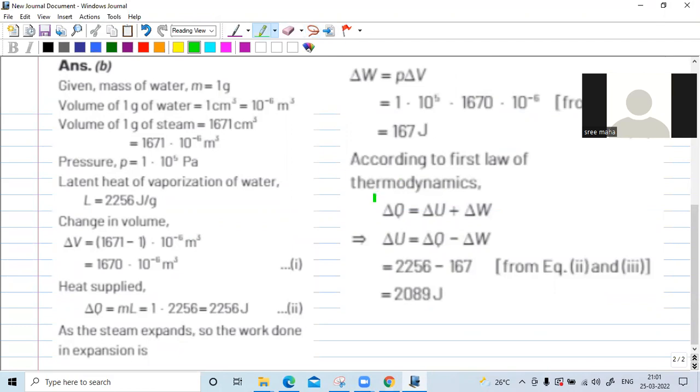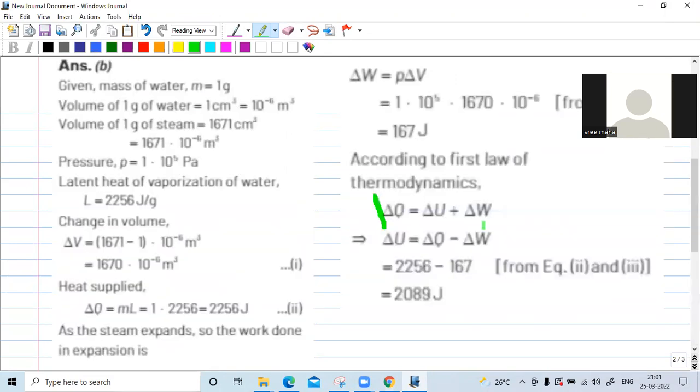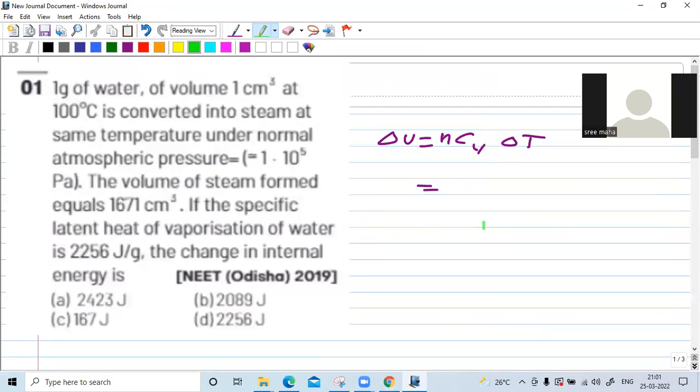So this is the important step. Delta Q equals delta U plus delta W. This is the first law of thermodynamics. And you know delta W because it's P into delta V. The delta V is the increase in volume. The pressure is the atmospheric pressure, 1 into 10 to the 5.